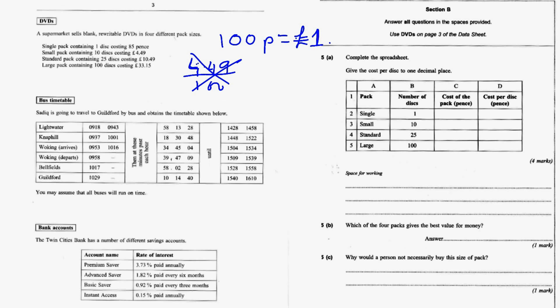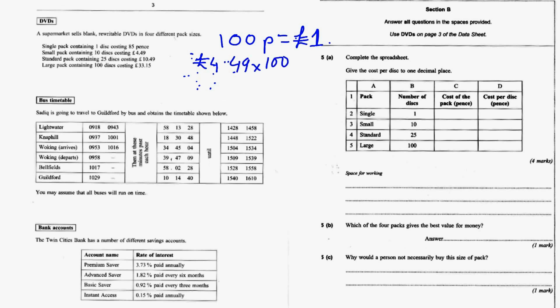Times. What am I doing? Sorry about that, guys. It's 400... 4 point. I bet you all noticed that mistake. Okay, anyway, so all you're doing is £4.49 times 100.